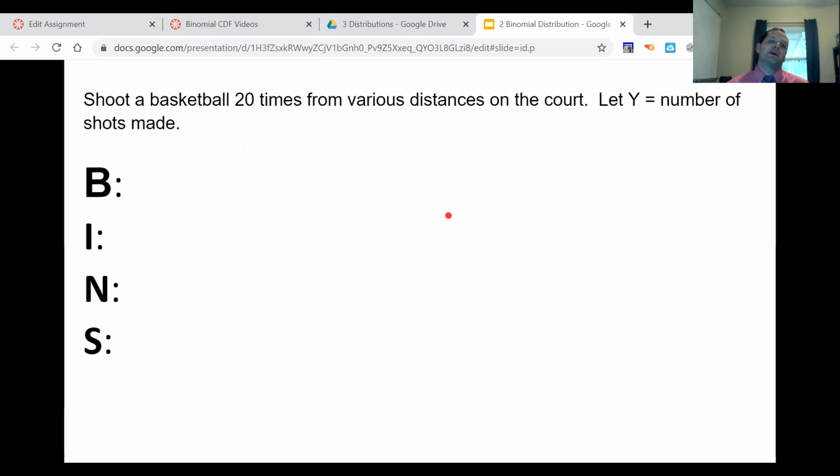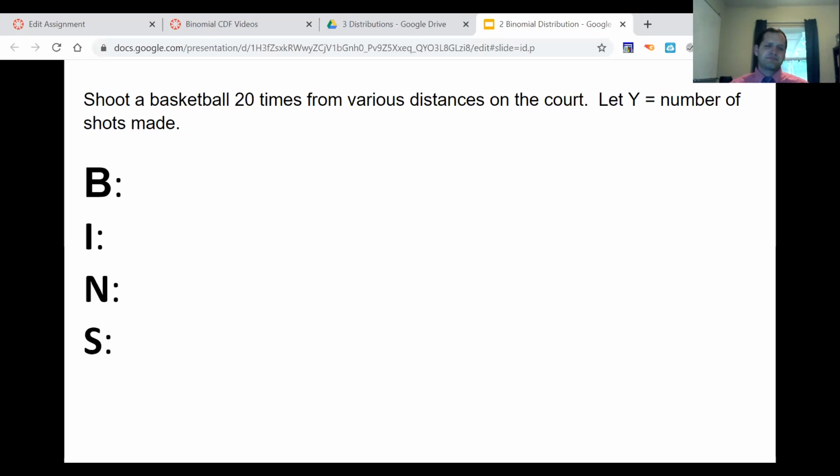Let's look at another one. Shooting a basketball 20 times, assuming that you're going to be staying the same roughly each time. You're going to do it from various distances of the court, and we're going to let y equal the number of shots made. Is it binary? Or in other words, is the answer either yes or no each time? Well, I shoot the ball, and I either make it or I don't make it. There's no in between. Okay, if it bounces off the rim and doesn't go in, you didn't make the shot. If it bounces off the rim and goes in, well, it went in. So there's only two answers here. So that is binary.